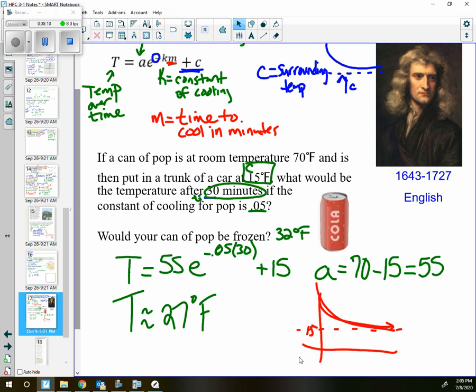So Newton's law of cooling is a great example, again, of something that uses natural exponentials, so e to the, and is a great example of how we model exponential growth and decay.